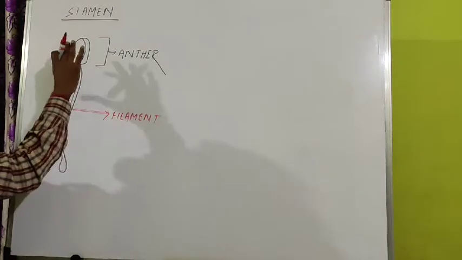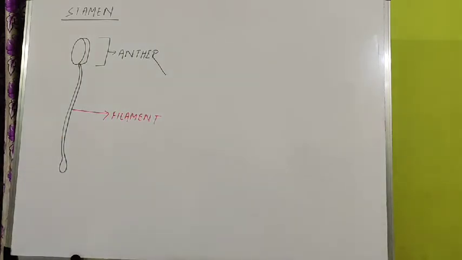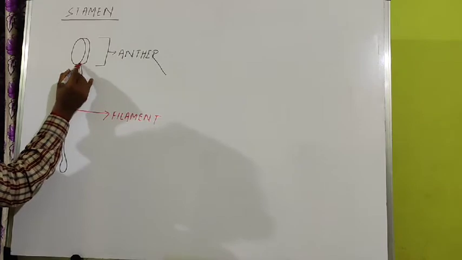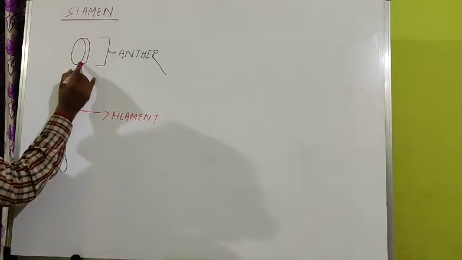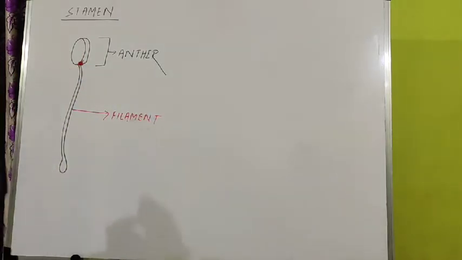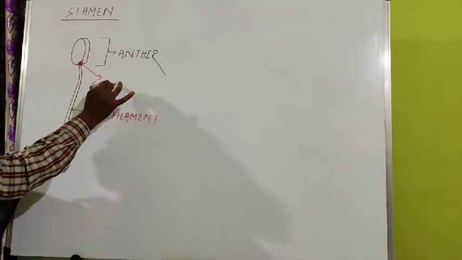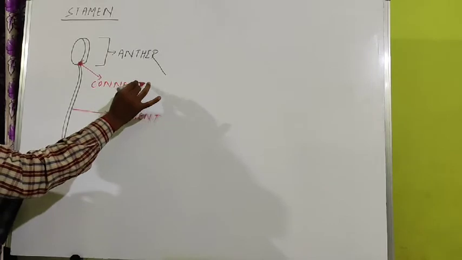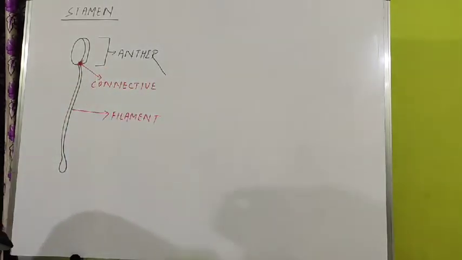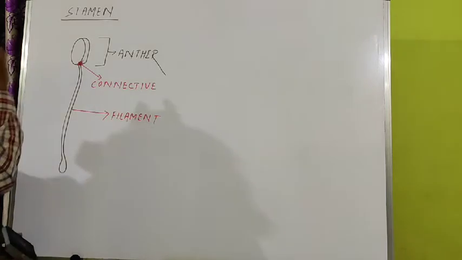These two together make the stamen. Stamen is made of these two parts, anther and filament. And at the point where anther and filament are joined, there is a special tissue. That tissue which connects anther and filament is known as the connective. So connective is a tissue which connects anther and filament.